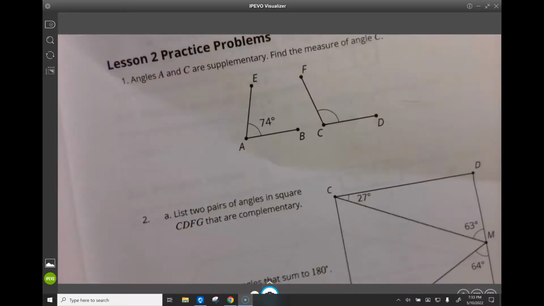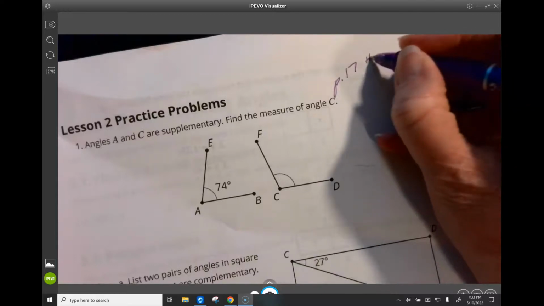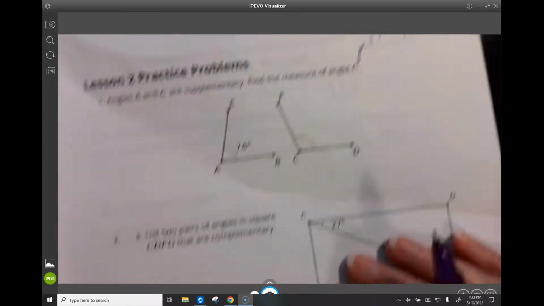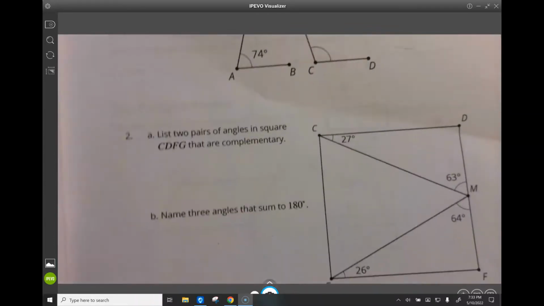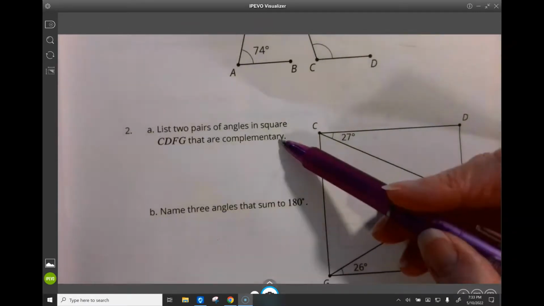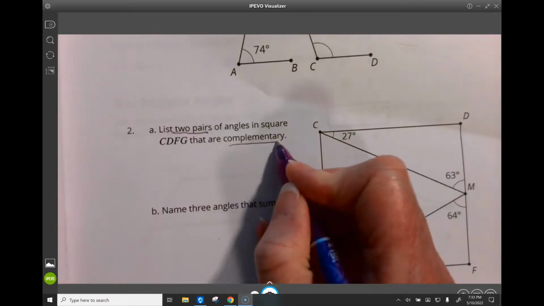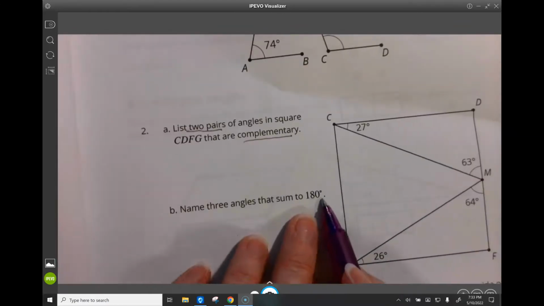Good. For your homework, you are going to do page 17, and you're going to do numbers 1, 2, and 4. Okay? 1 and 2 is the current information we're on. And number 2 you can do. Just take some time with that and look for angles. List 2 pairs that are complementary. Look up what complementary looks like. What is complementary? Aha. Okay. Then name 3 angles that sum to 180.